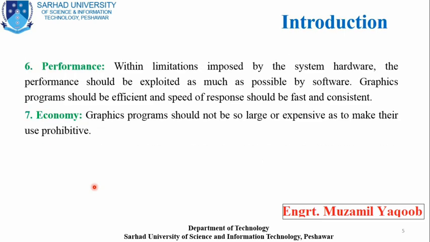The fifth is performance. Within the limits imposed by the system hardware, the performance should be exploited as much as possible by the software, and the graphic program should be efficient, with speed of response that is fast and consistent. The last one is economy, which means the software should not be so large or expensive as to make its use prohibitive. So these were the six rules.